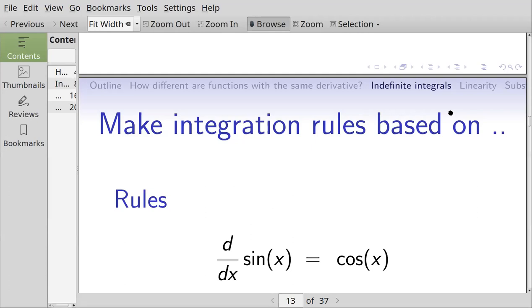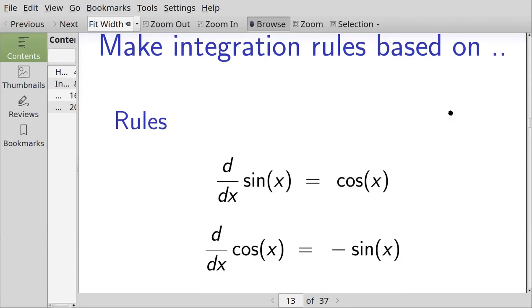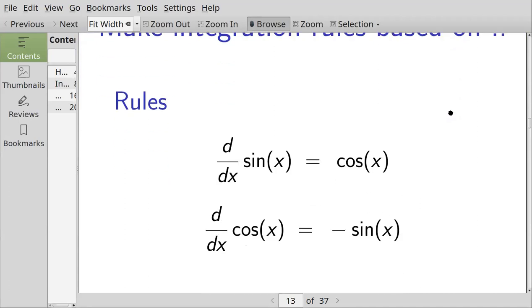Let's try the next one. I know that the derivative with respect to x of cos of x is equal to minus sine of x. That was the differentiation rule. Now you give me the rule for integration. The integral of sine of x is equal to cos of x plus c? No. Minus cos of x plus c. The integral of sine of x dx is equal to minus cos of x plus c.